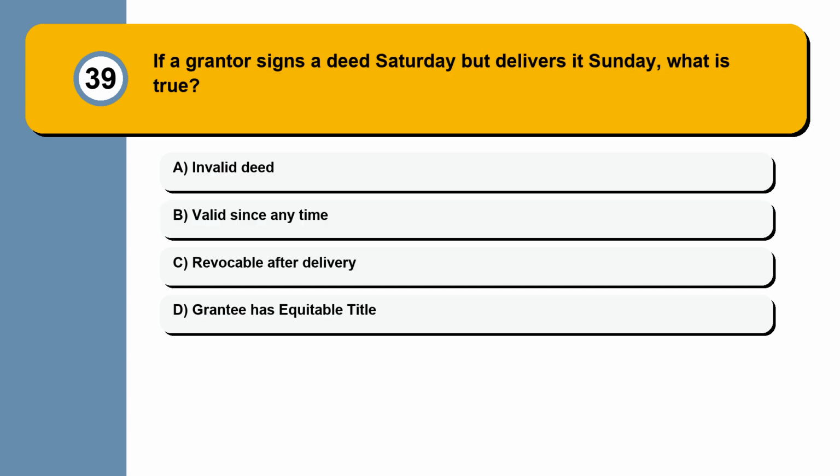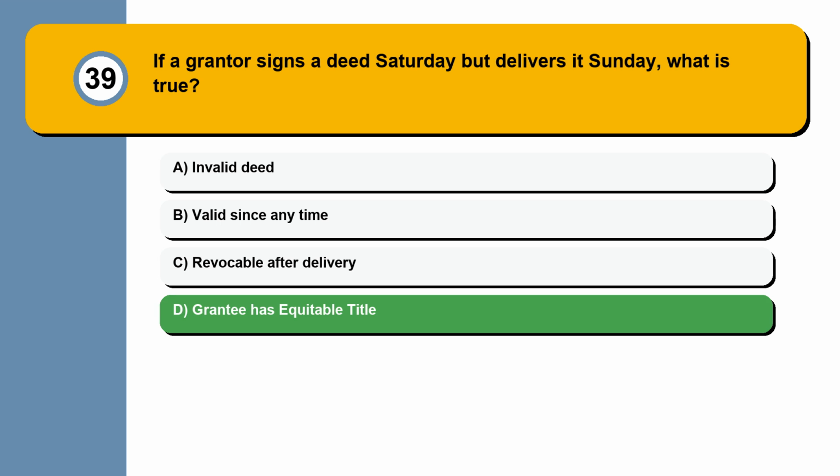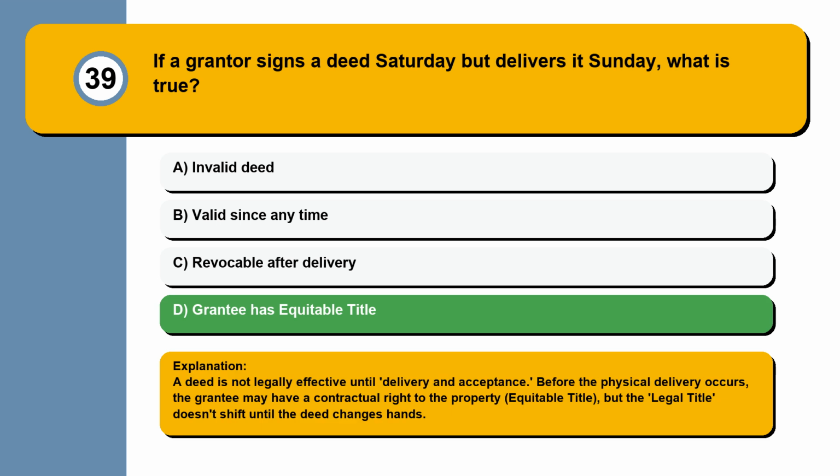Question 39. If a grantor signs a deed Saturday but delivers it Sunday, what is true? Invalid deed. Valid since any time. Revocable after delivery. Grantee has equitable title. A deed is not legally effective until delivery and acceptance. Before the physical delivery occurs, the grantee may have a contractual right to the property, equitable title, but the legal title doesn't shift until the deed changes hands.